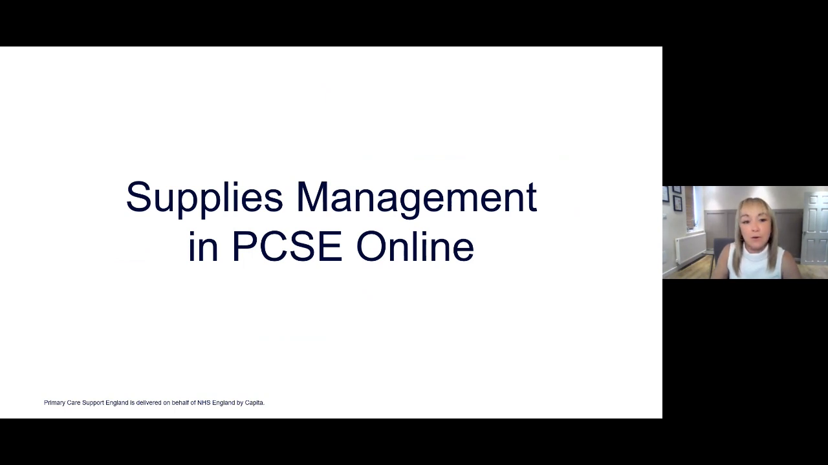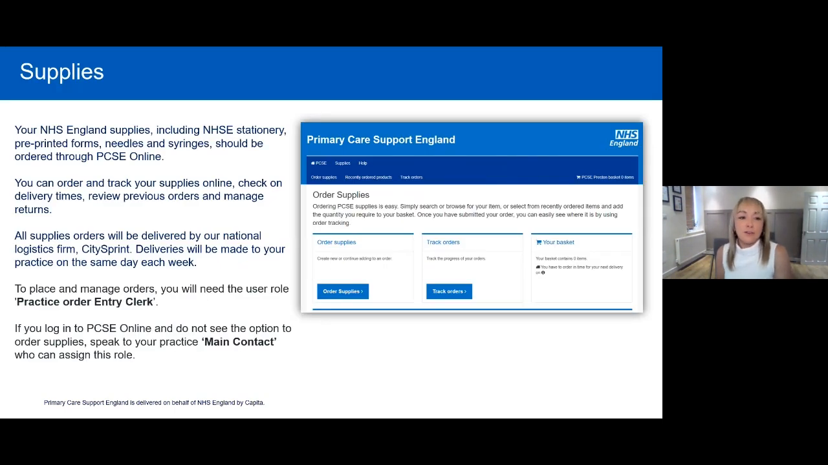Okay, so I'm now going to start discussing the supplies management in PCSE Online. Your NHS England supplies, including NHS stationery, pre-printed forms, needles, syringes, etc., all need to be ordered through PCSE Online. You can order and track your supplies online. You'll be able to even check the delivery times and review products that you've previously ordered.